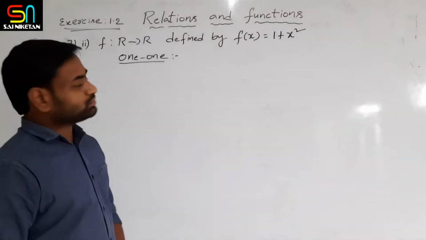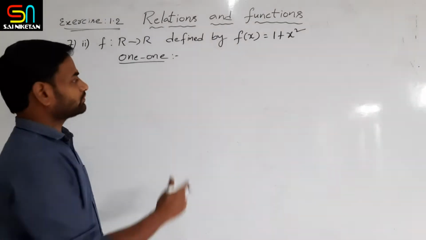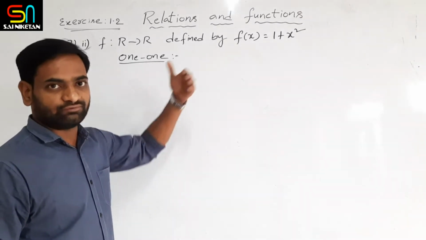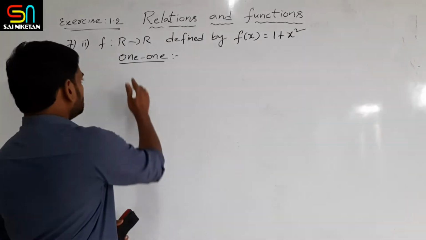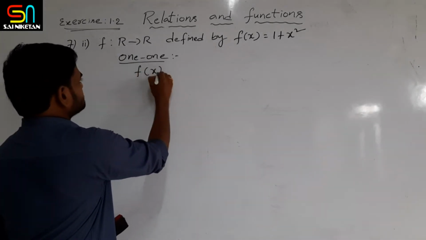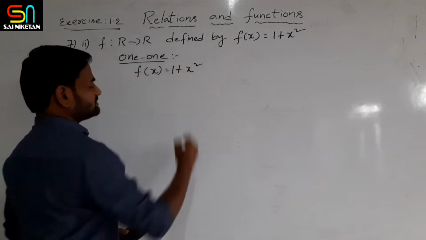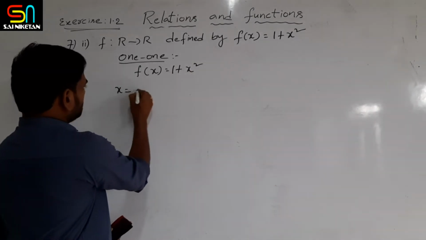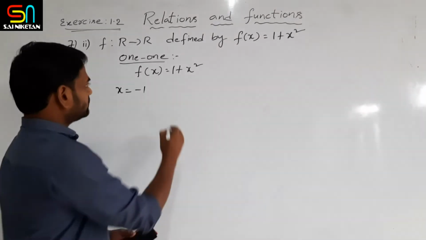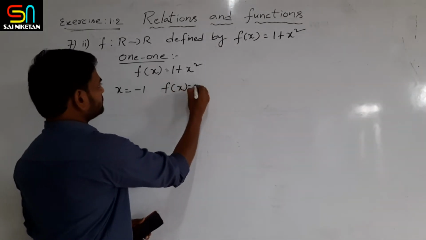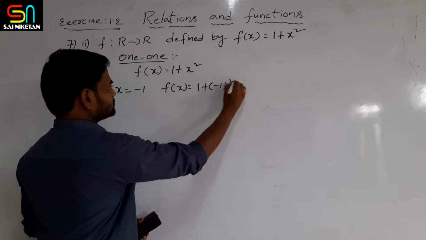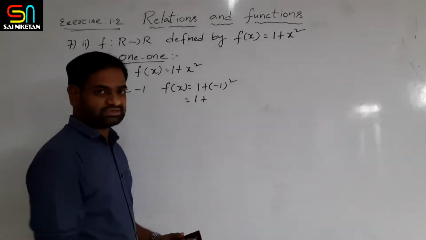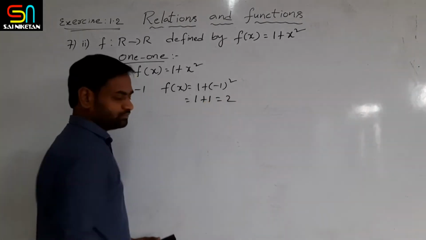Simple thing here. I am choosing values. I am going through the definition of one-one. The given function is f of x is equal to 1 plus x square. Suppose x value I am taking minus 1. Then f of x is 1 plus minus 1 whole square, that is 1 plus 1, which is 2.